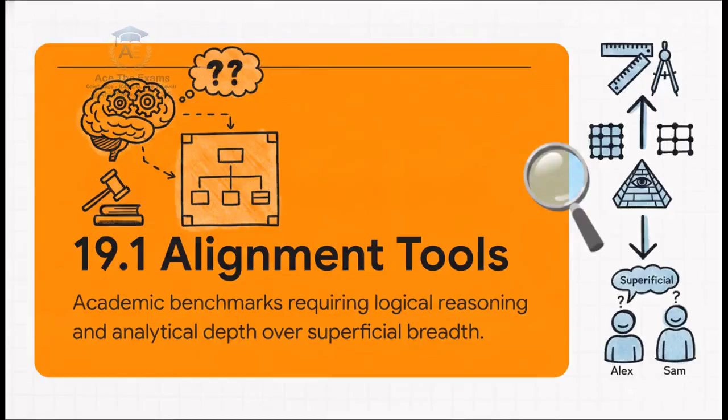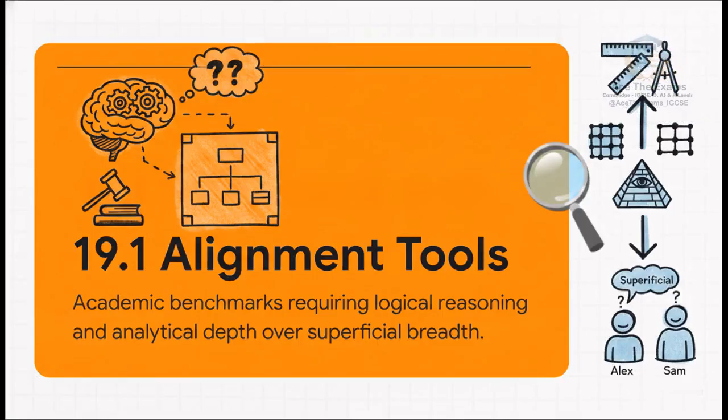Okay, so the answer to our mystery is actually pretty straightforward once you see it through the examiner's lens. Examiners don't just see these things as software buttons, they are actively assessing your capacity for systematic analysis and evidence-based reasoning. This definition right here, you need to internalize this. When you use an alignment tool, you are establishing an academic benchmark. You're proving to the examiner that you possess logical, structured reasoning.